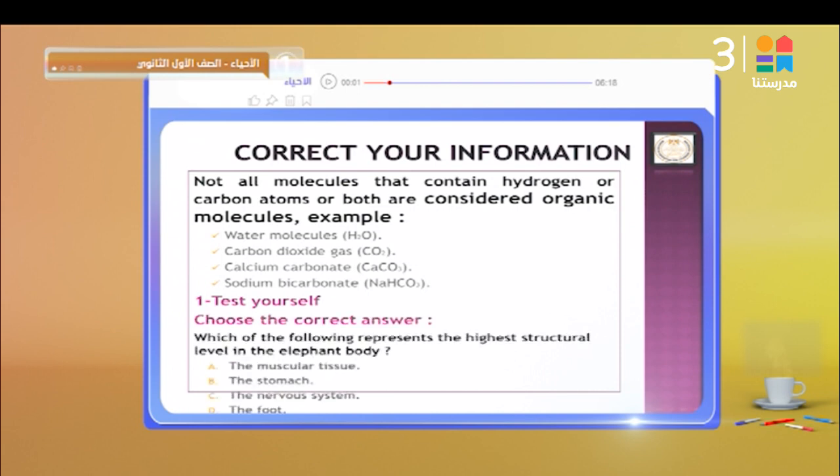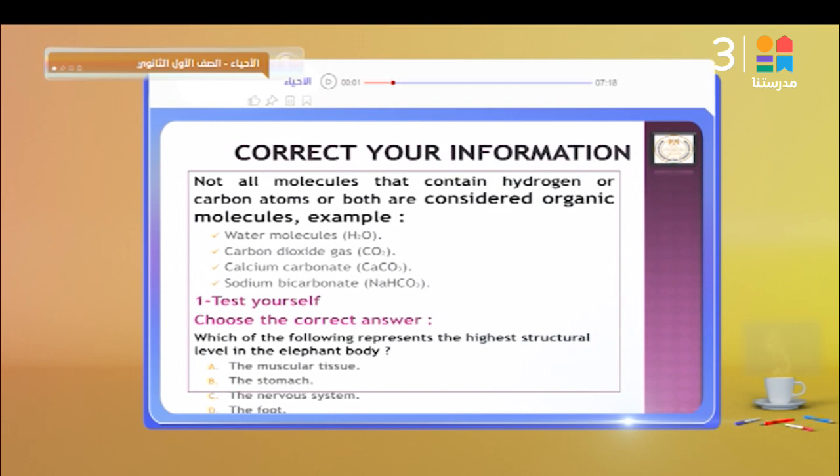Now test yourself. Did you understand carefully or not? Listen carefully, and I will ask you questions about the points explained in the past. First question: which of the following represents the highest structure in the elephant body? A, the muscular tissue; B, the stomach; C, the nervous system; D, the food. Answer, please take your time.